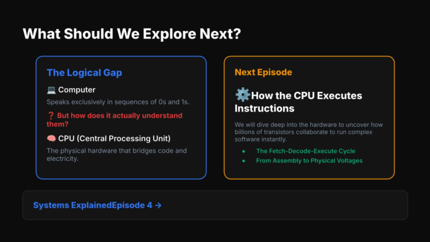But this leaves us with one final question. How does a computer actually understand these binary digits? That's where the CPU, Central Processing Unit, comes in. It's the hardware responsible for turning long sequences of these zeros and ones into meaningful actions. In the next episode, we'll dive deep inside the CPU and explore how it fetches, decodes, and executes instructions billions of times every second.